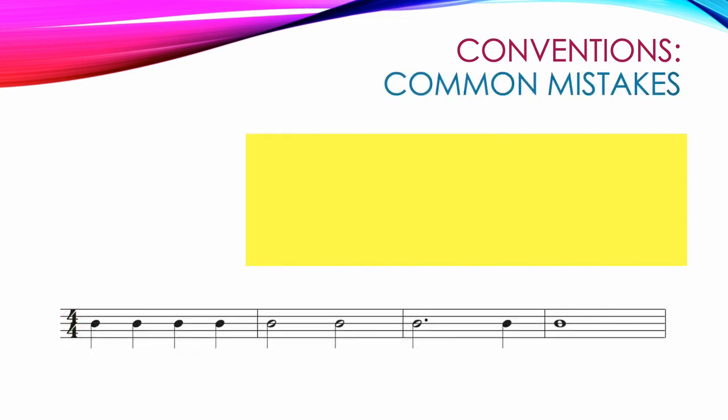Now that we know the conventions or rules, let's look at some of the common mistakes that we teachers tend to see. A lot of times we will see that you write the note value instead of the counting under the notes. For instance, the first measure has 4 quarter notes. Each quarter note is worth 1 count, but it would be a mistake to show 1, 1, 1, 1 and tell us the value of the note instead of the counting.